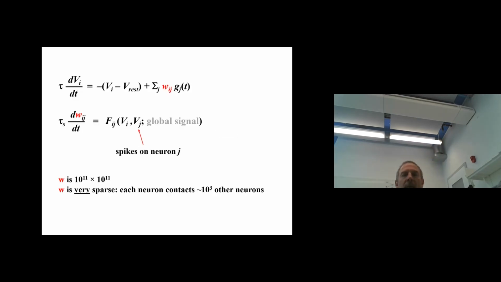Low-level equations aren't that complicated, right? Your equations for voltage. The true ones are a little bit more complicated than this, especially if you throw in dendrites. And there are learning rules. The weights get updated. We don't quite know what the learning rules are, but we know they exist.